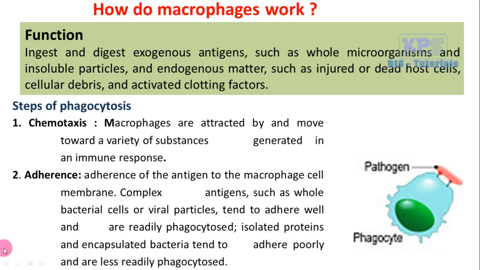That means the larger viral particles and bacterial cells are very easily adhered to the macrophages, and they are easily phagocytosed. Whereas small protein particles adhere poorly and are less readily phagocytosed.